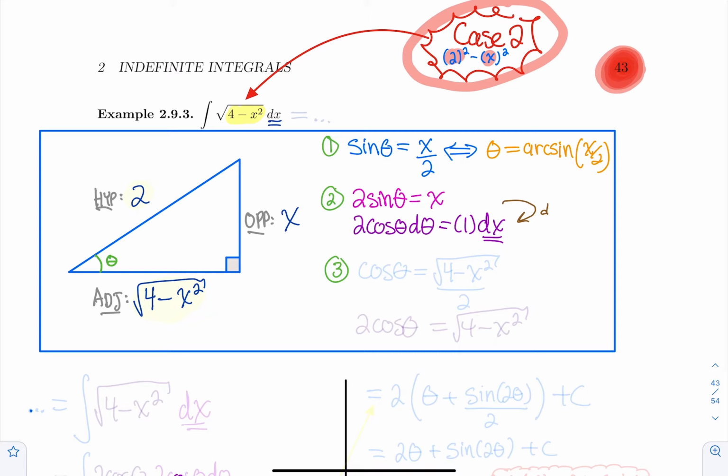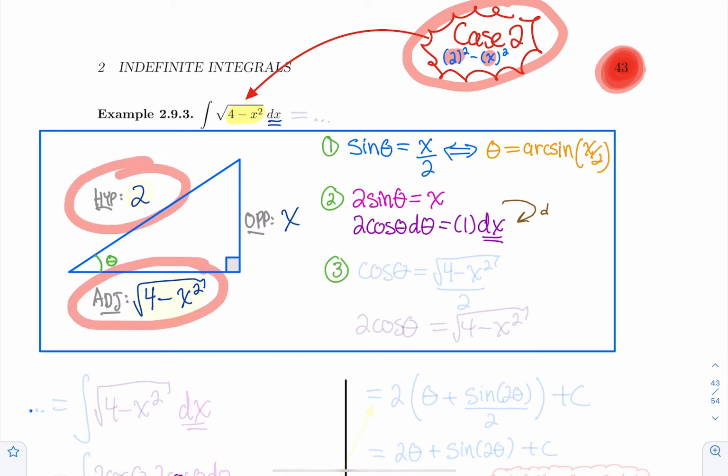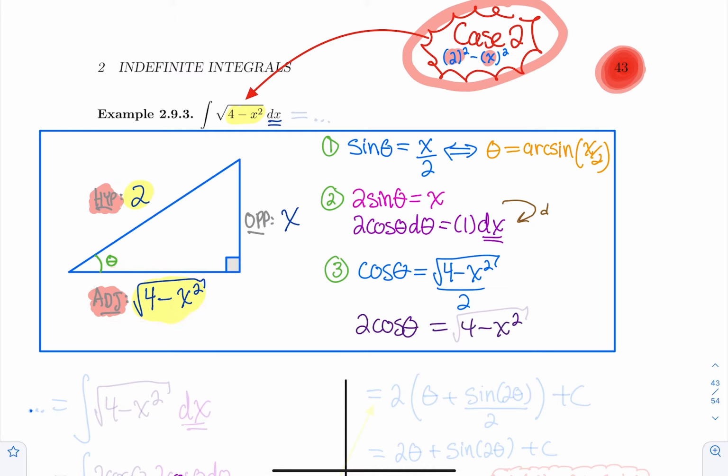And then step 3, let's set up a ratio for the square root. The square root is at the adjacent side. You're always going to use your hypotenuse here, which is the number. Remember, the hypotenuse is the far side here. So we want a ratio for the square root, and you're going to be using cosine. So cos theta is equal to the adjacent side, the square root of 4 minus x squared, over 2. If you just multiply by 2, you get 2 cos theta is equal to the square root of 4 minus x squared.